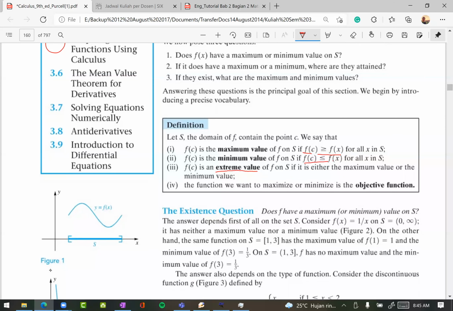Okay, so for example here, you see this function given as a graph. We try to locate the maximum. All right, so the maximum looks like here. That's the highest. And the minimum will be here. That's the lowest.